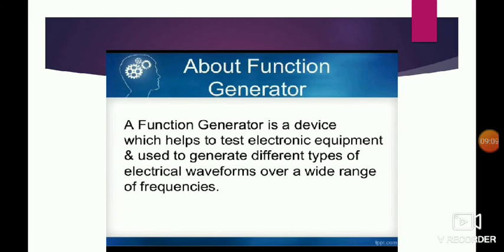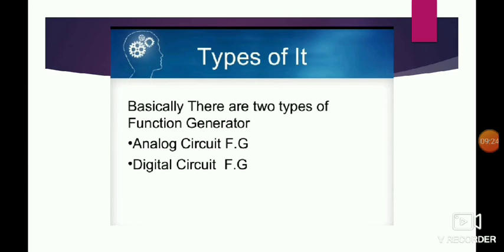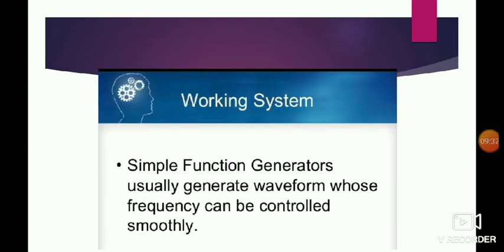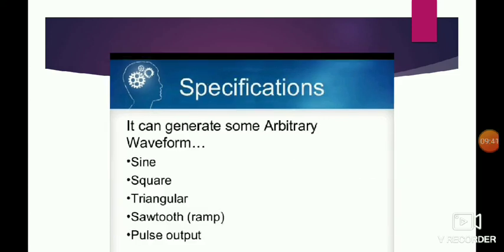About function generator. A function generator is a device which helps to test electronic equipment and is used to generate different types of electrical signal over a wide range of frequency. Types: basically, there are two types of function generator, analog circuit function generator and digital circuit function generator. Working system: a simple function generator is used to generate waveforms whose frequency can be controlled smoothly. Specification: it can generate arbitrary waveforms, sine, square, triangular, sawtooth, and pulse output.